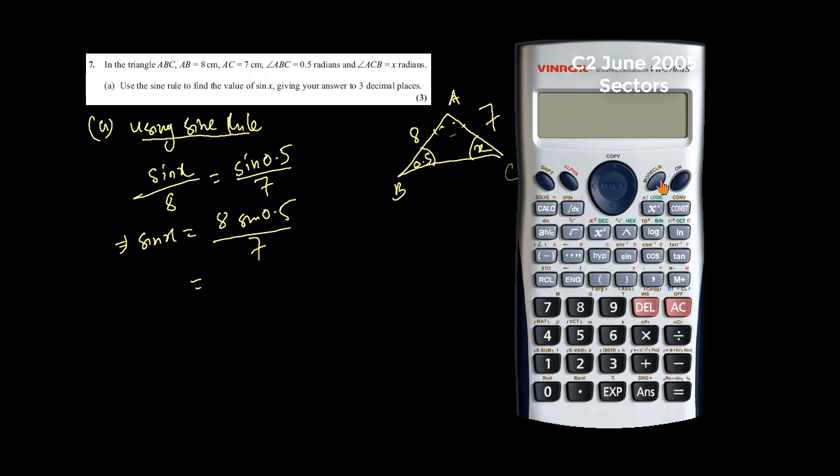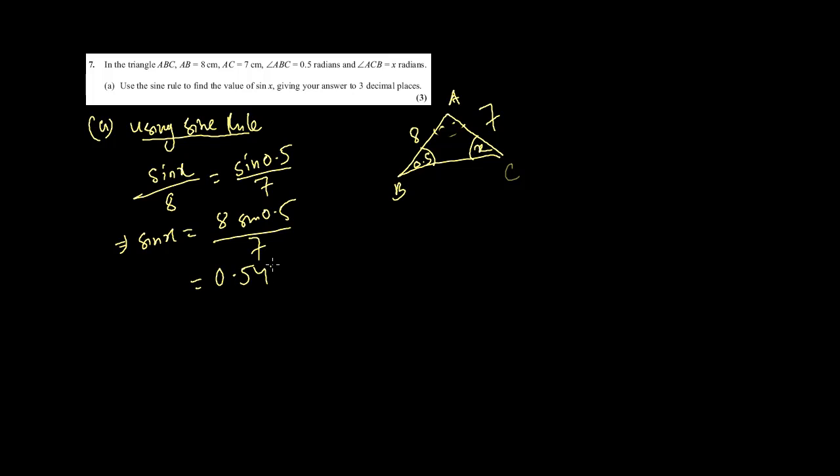Now one thing you have to remember, this is in the radian mode, so you have to convert this into the radian mode. So this is the radian mode now. So 8 times sine 0.5 divided by 7 is 0.5479, but the answer has to be in 3 decimal places. So the answer is sine x equals 0.548, 7 becomes 8, 3 decimal places.